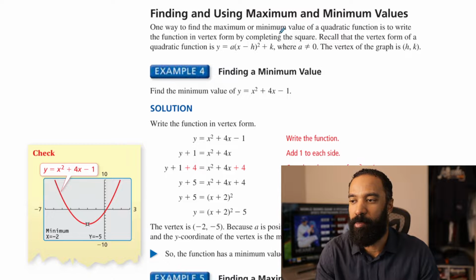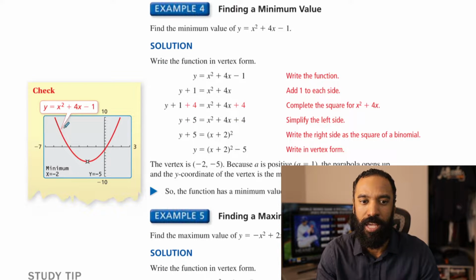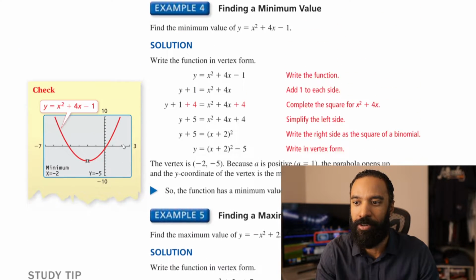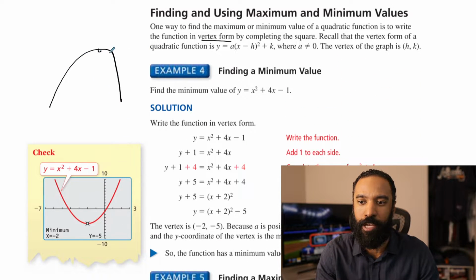Finding and using maximum and minimum values. One way to find the max or min is to write your function in vertex form. Remember, the vertex represents the min or the max depending on where it goes. If it's an upward facing graph, you have a minimum. If you have an upside down facing graph, you have a maximum.